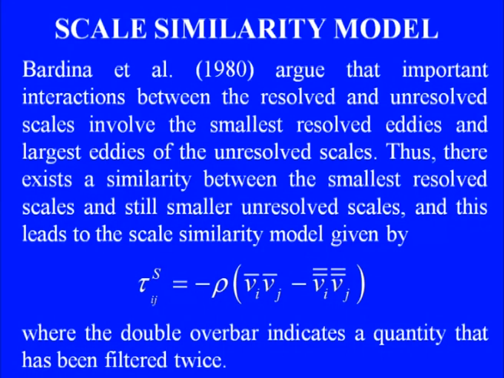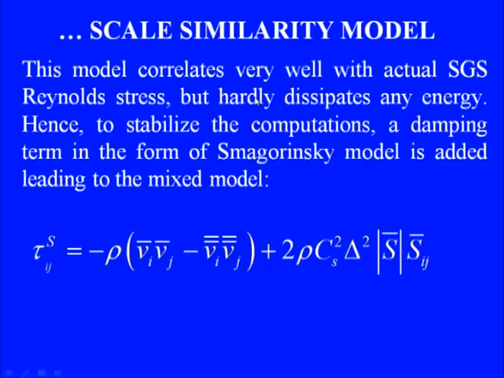Now, there were some problems with this model, that though it correlates very well with actual SGS Reynolds stress, it hardly dissipates any energy. So, turbulent flow simulations usually blow up if you use this model. Hence, to stabilize the computations, additional damping is introduced in the form of Smagorinsky model. So, we add that additional damping, and that leads us to what we call a mixed model. The first part is our scale similarity model, and the second one is similar to the Smagorinsky model.